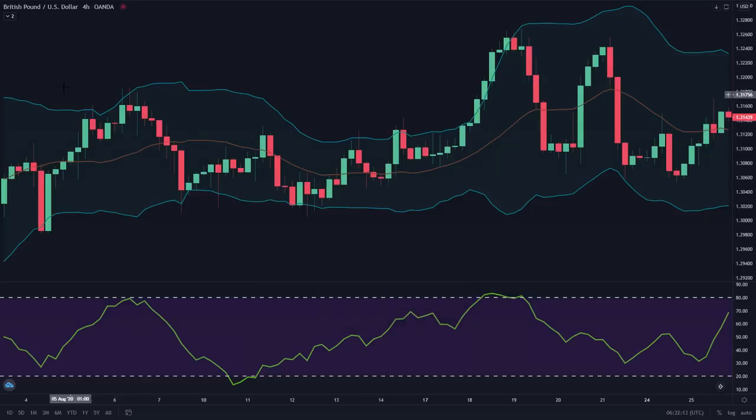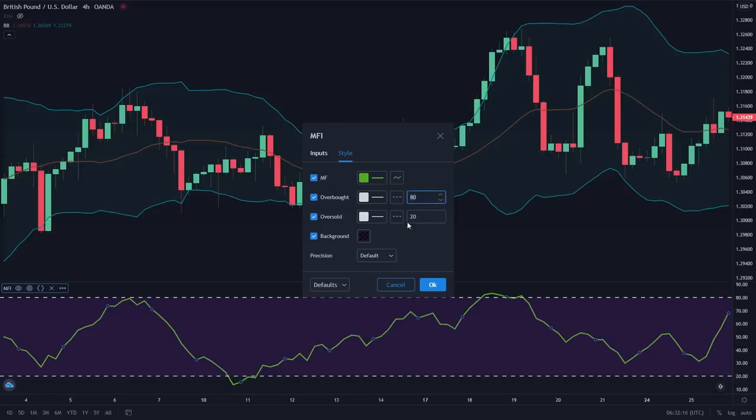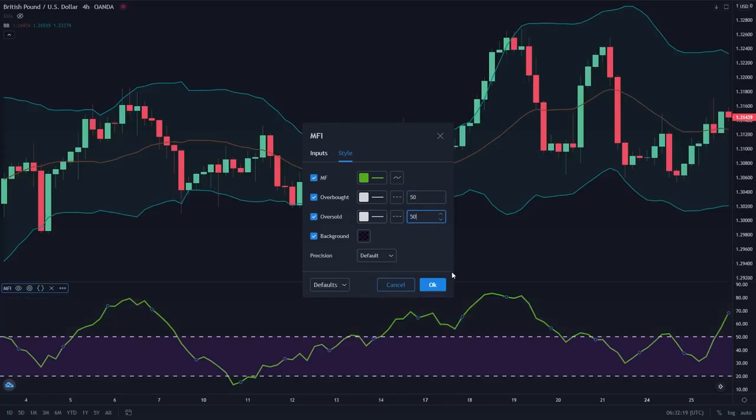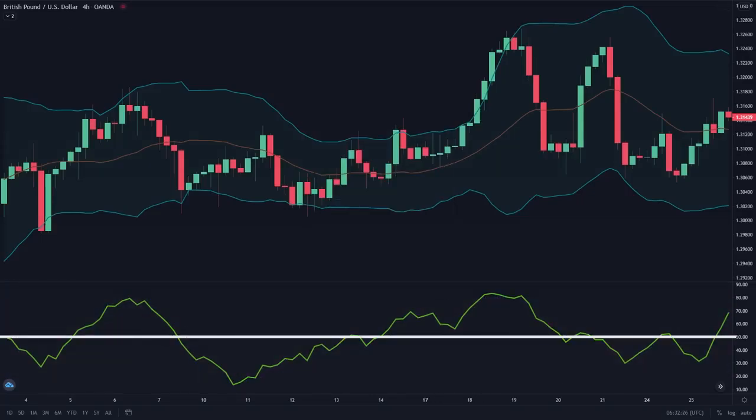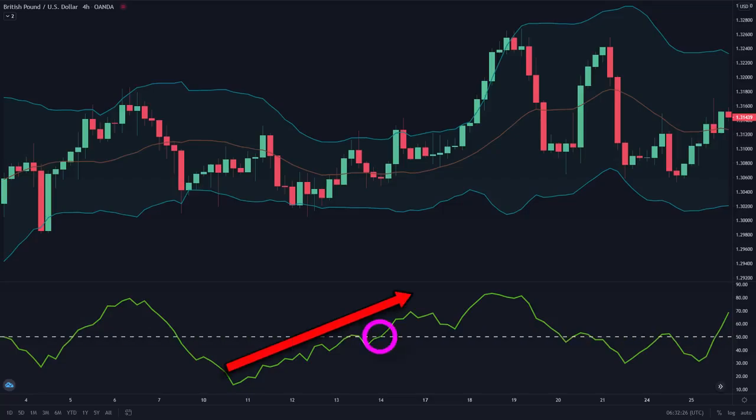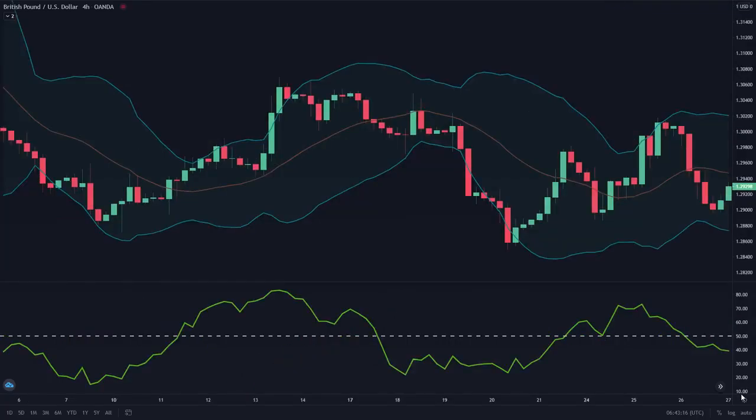First, you need to change the indicator value to both 50. So now you have a single line in the middle. Next, if the green line crosses above the middle line, it indicates that it's a bullish signal. And if the green line crosses below the middle line, it indicates that it's a bearish signal. So now, let's combine this with the breakout strategy that I just taught you.